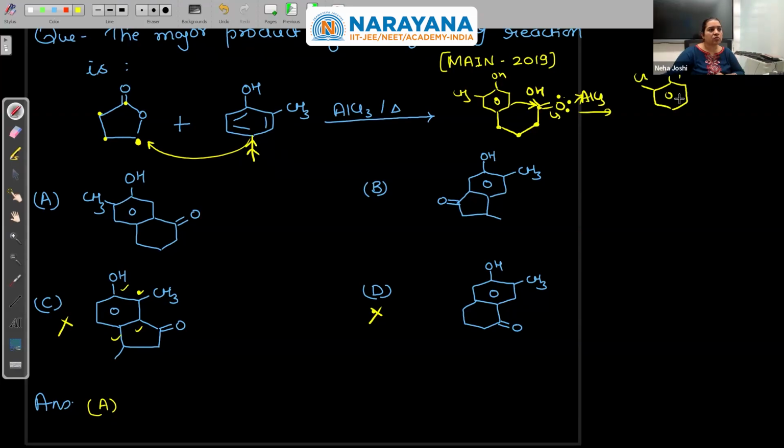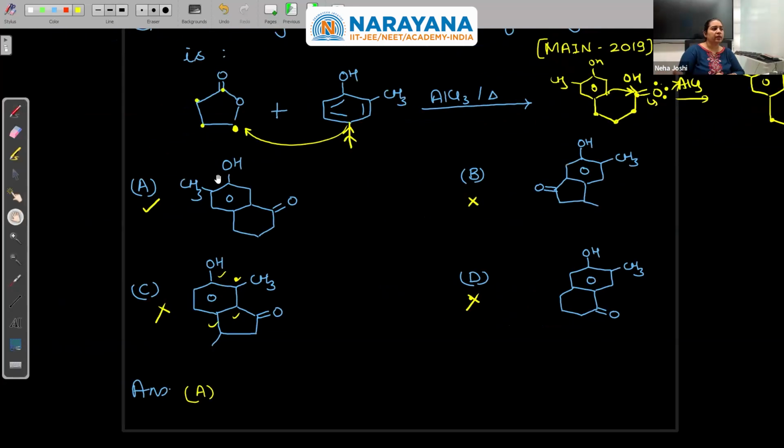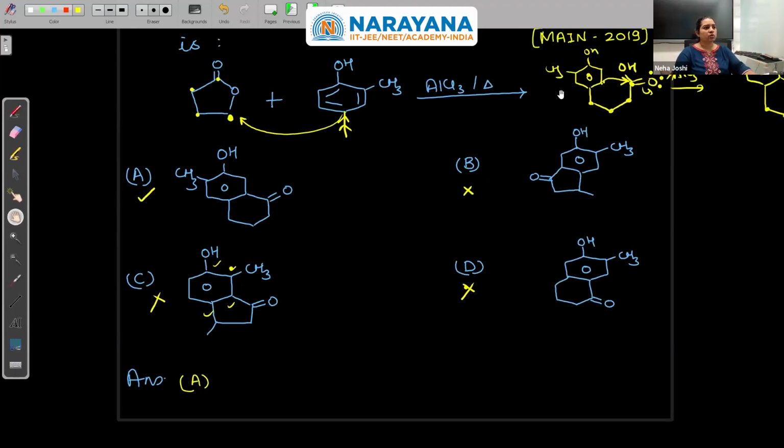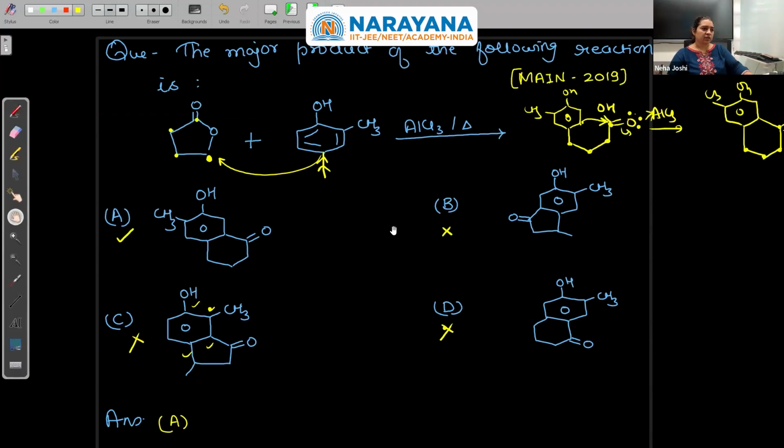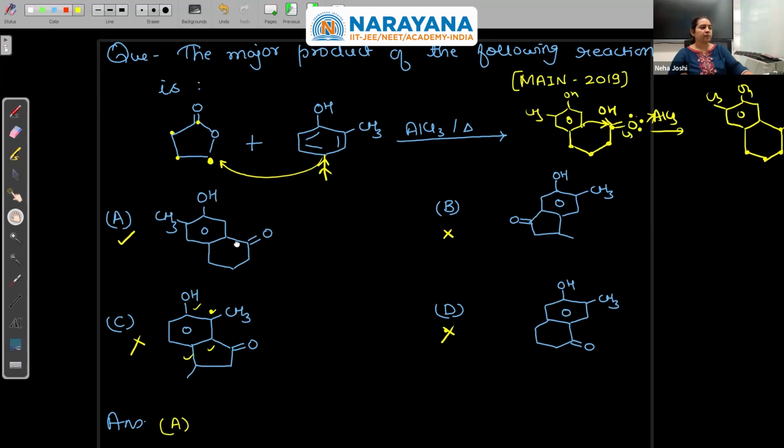So OH, CH3. It will become OH because this H will be released. When there are 2 OH, one will definitely be released. Am I getting the correct structure? Right, 1, 2, 3, and this is the 4th one, and this, yes. So the answer is coming A. Here the ring is wrong, though the directions of attack are considered correct. This was 2019 mains, and they have taken this A as the answer.